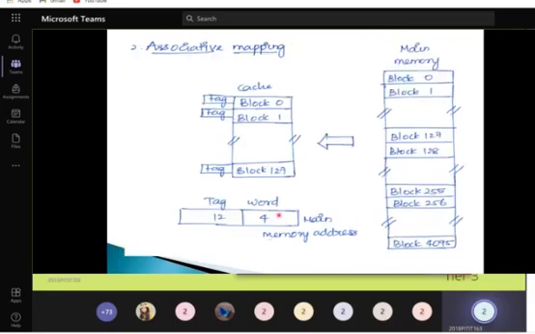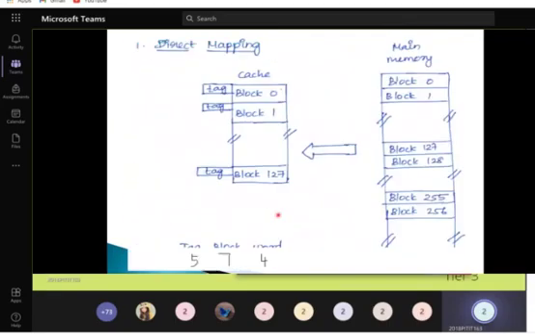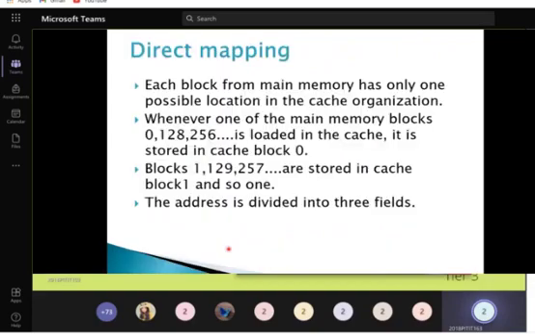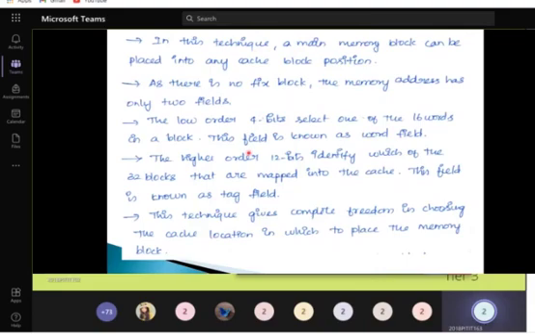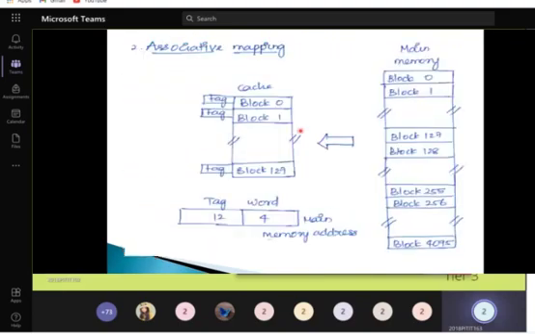Here I have a tag and word. In direct mapping I have the block field in addition. But in associative mapping I do not have the block field, only the tag and the word. For tag it is 12 bits and for word it is 4 bits. So this is how the blocks from the main memory are placed into the cache. So this is about associative mapping.